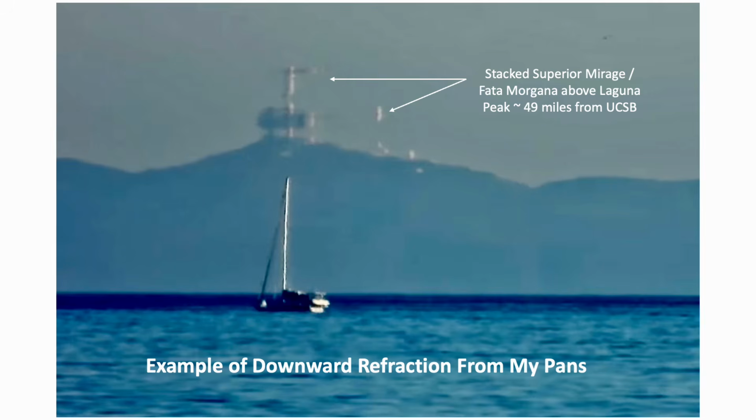And the last example of downward refraction, this one's pretty good. It's fata morgana above Laguna Peak down there, about 49 miles from UCSB. It's right above Point Mugu Naval Air Station. Those are the domes and the top of the peak there reflected upwards. So the light from those objects is actually hitting your eyes at a higher than actual angle.